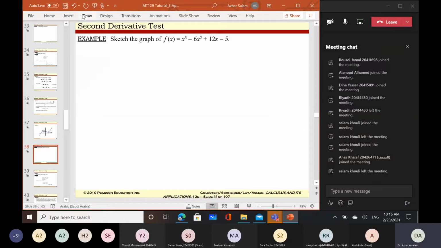We still have the third application, which is the optimization, which is the optimization problems.